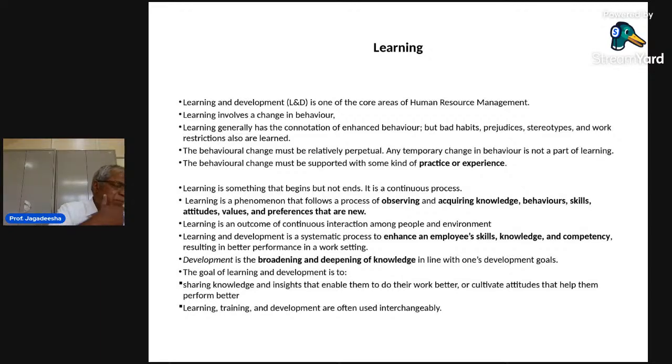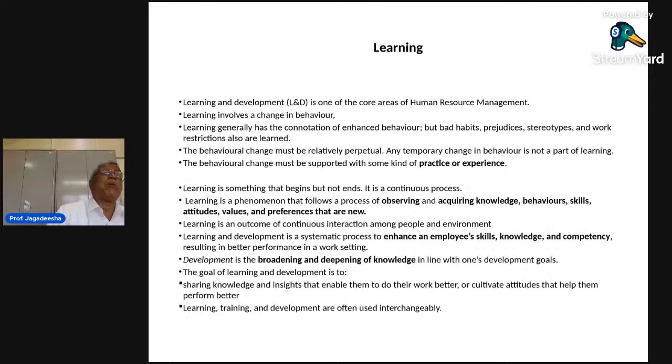And you know, learning generally has a connotation of enhanced behavior. Behavior can definitely be increased from one stage to another. If there is an enhancement in the behavior, you can call it learning. But bad habits, like I have learned the habit of smoking cigarettes, that's not learning. This is a point. And if I am so prejudiced toward others, I learned the art of prejudicing the other person, this is not to be called learning. And stereotype, for everything the same reply is being given, that's not learning, because there will be no positive impact on the development of human resources. Right? This is another one. And work restriction, in the sense, I will not create a good conducive atmosphere for the working of the employees. Instead, I will become a barricade, a barrier for the progress of the institution, otherwise company, organization, otherwise industry, in which case it is not called learning, right?